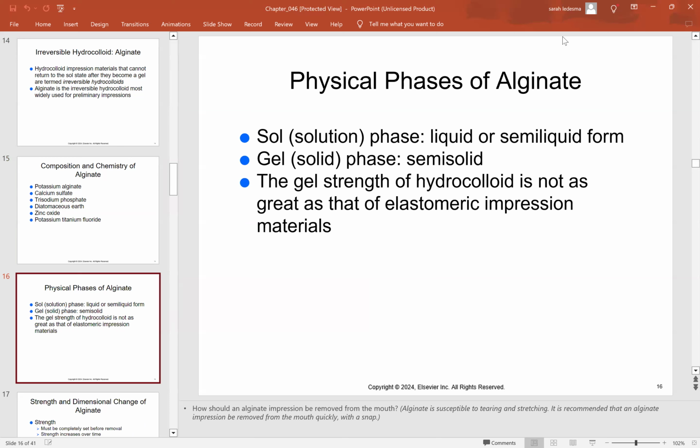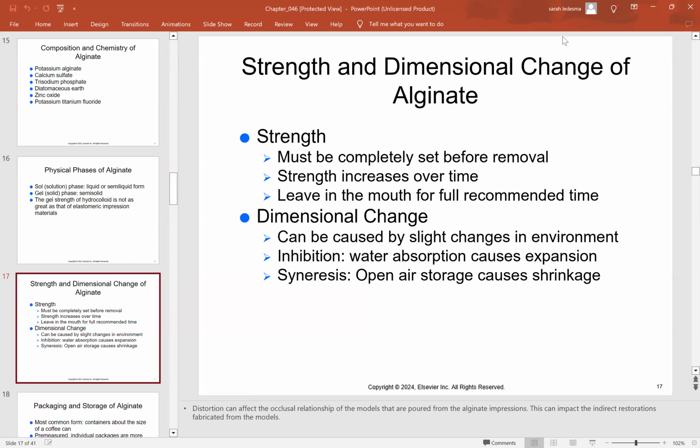The physical phases of alginate are the liquid or semi-liquid form, the semi-solid form, and then the gel. The gel strength of hydrocolloid is not as great as an elastomeric impression material. The strength and dimensional change of alginate: the strength, it must be completely set before we remove it from the patient's mouth. The strength is going to increase over time, and we're going to want to leave it in the patient's mouth for the full recommended time.